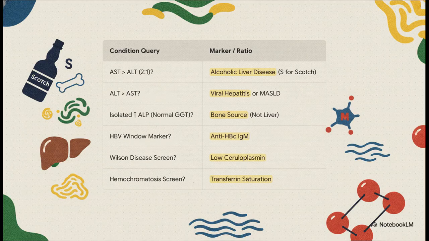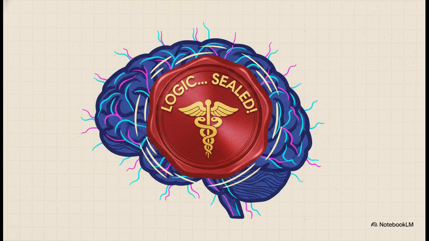Got an isolated high ALP, but the GGT is normal? That's not the liver, that's coming from a bone source. The one and only marker for that HBV window, anti-HBc IgM. The screening test for Wilson's disease, low ceruloplasmin. And for hemochromatosis, you check the transferrin saturation. Boom. Logic sealed.